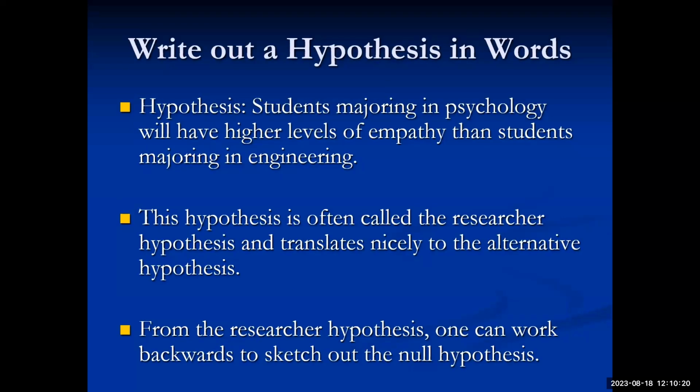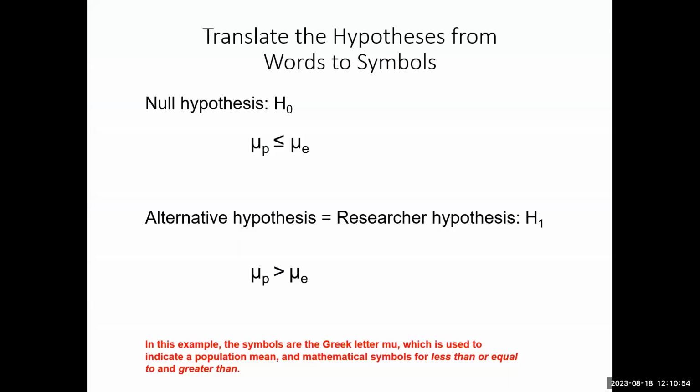So here's an example of a written hypothesis. Students majoring in psychology will have higher levels of empathy than will students majoring in engineering. This hypothesis, or a hypothesis like this, is often referred to as the researcher hypothesis, and it typically translates quite nicely to the alternative hypothesis that we're going to talk about in a couple seconds. From the researcher hypothesis, it's typically easy to work backwards towards the null hypothesis, and this is the process that I recommend for students.